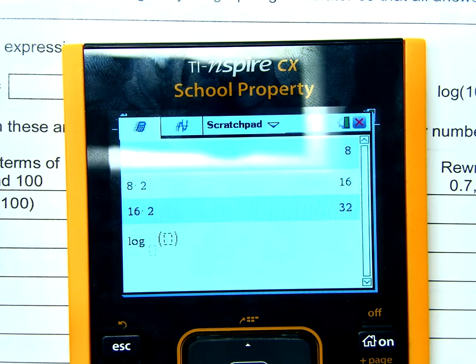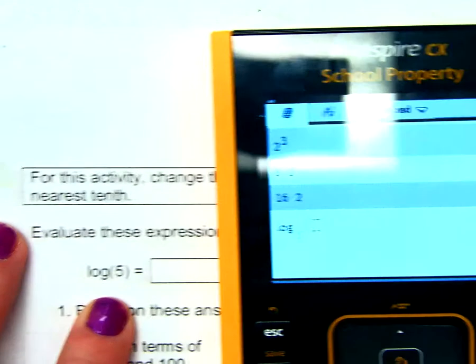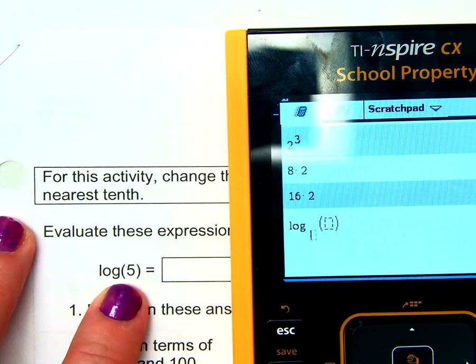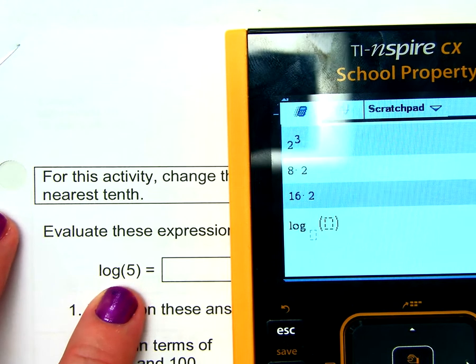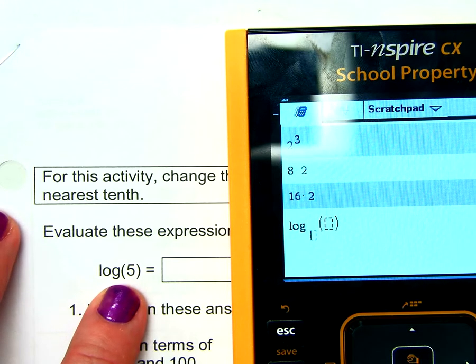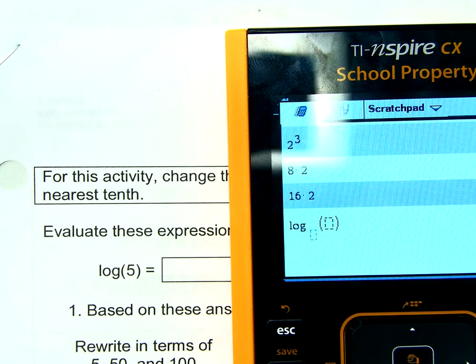Do we know what base we're using in this problem? What base does this problem have? How do you know it's log base 10? It's an understood 10. There's not a base written, so it's an understood 10. Do you remember that?